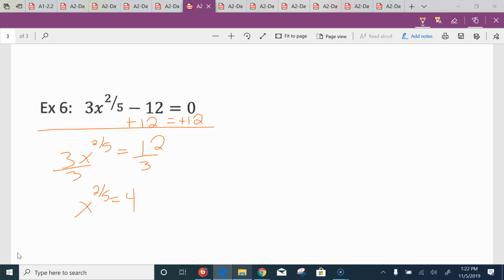This looks like example number 1. I'll take my x to the 2/5, raise it to the reciprocal power, 5/2, as well as the answer, which is the 4, to the other side, 5/2. These cancel out. I'm left with just x. 4 to the 5th power, to the 1/2, or square root.